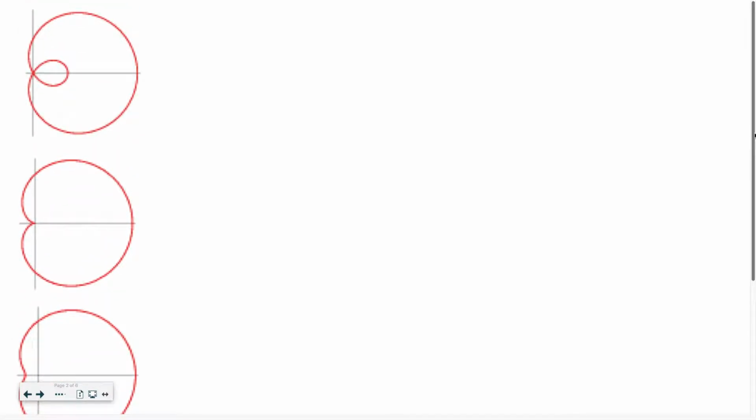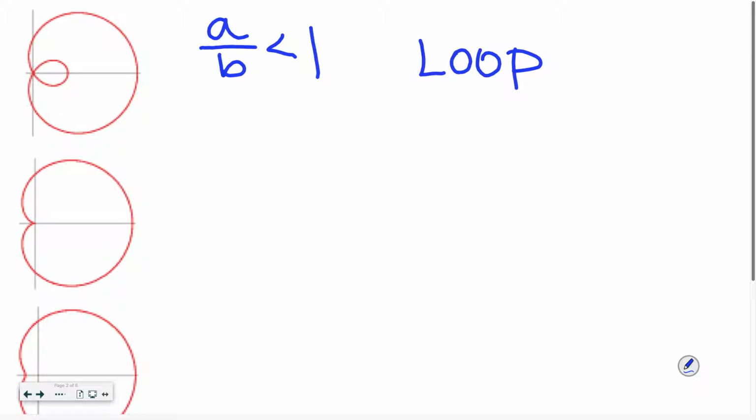All right, so let's start with this one. What does it have that the others don't? There is a loop. Guess what? That is its name. We have a loop if the ratio of a to b is less than 1.